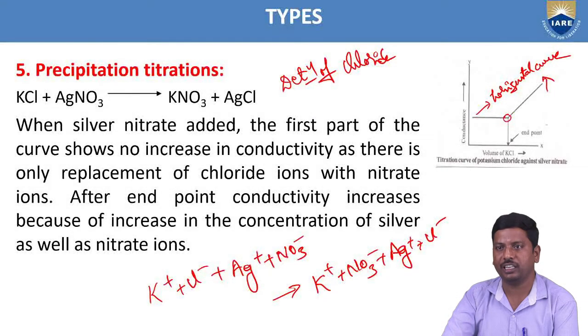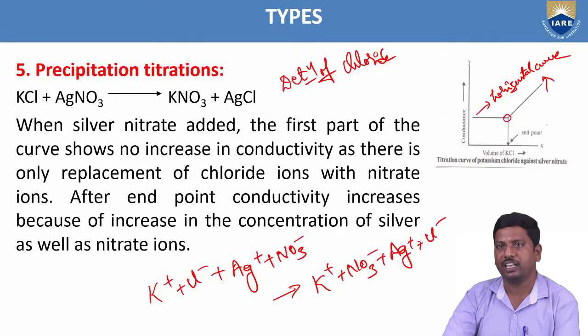But after the end point, the conductivity increases because of the increase in the concentration of the silver as well as the nitrate ions. That means the nitrate ions have higher mobility when compared to the silver ions. That's why after the end point, the conductivity will gradually increase. So these are the main types of reactions involved in conductometry.